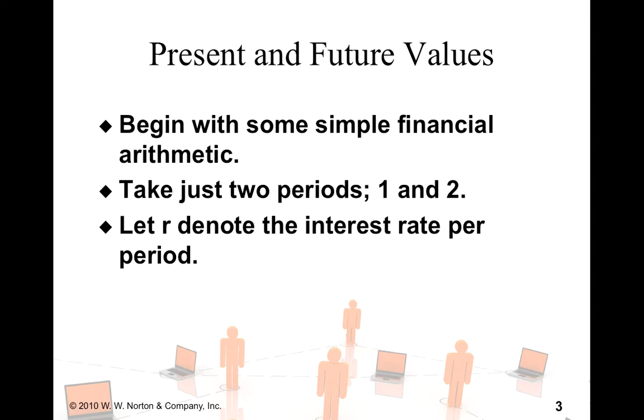In order to figure out how to address these questions with the model of intertemporal choice, we need to learn a few concepts that would come handy in figuring out the role of the financial markets. So, the first concept that we want to look at is the present and future value. So, begin with some simple financial arithmetic. For example, let's just take two periods, 1 and 2. Then let R denote the interest rate per period.